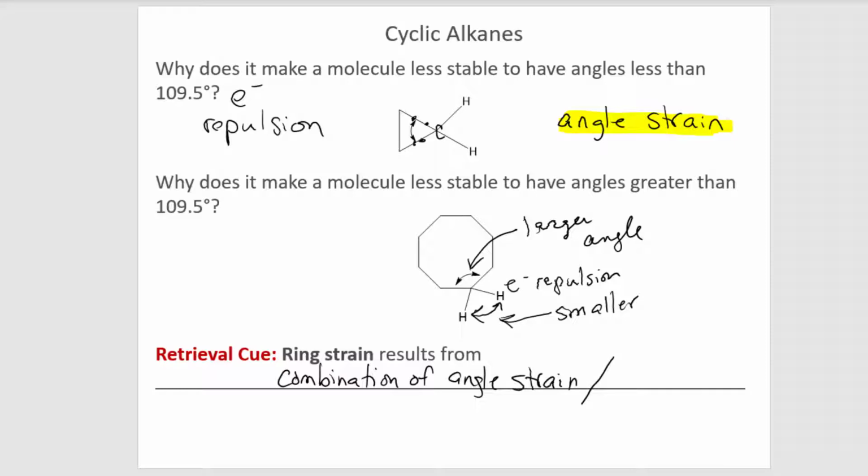And if we look at angle strain and we also consider what we just took away in the previous slides, torsional strain, we'll know something about ring strain. So ring strain is an umbrella, and it encompasses both angle strain and torsional strain, two different types of strain that we consider when we look at ring strain. Okay, so it's a two-component system.